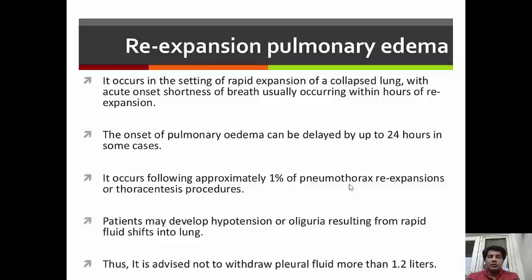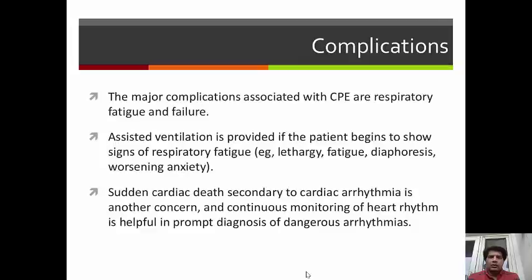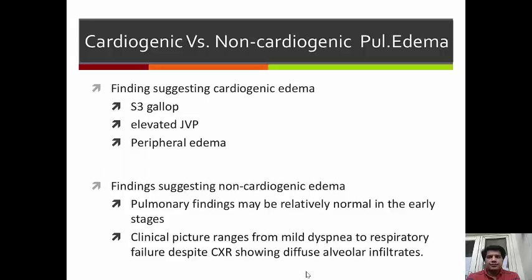So what is advised? You don't directly tap a lot. If you are removing pleural fluid, you generally don't withdraw greater than 1.2 liters. So do it slowly so that it allows the body and lymphatics to compensate. So this is another example. Complications: cardiogenic pulmonary edema, respiratory fatigue, and the patient might require a ventilator also.